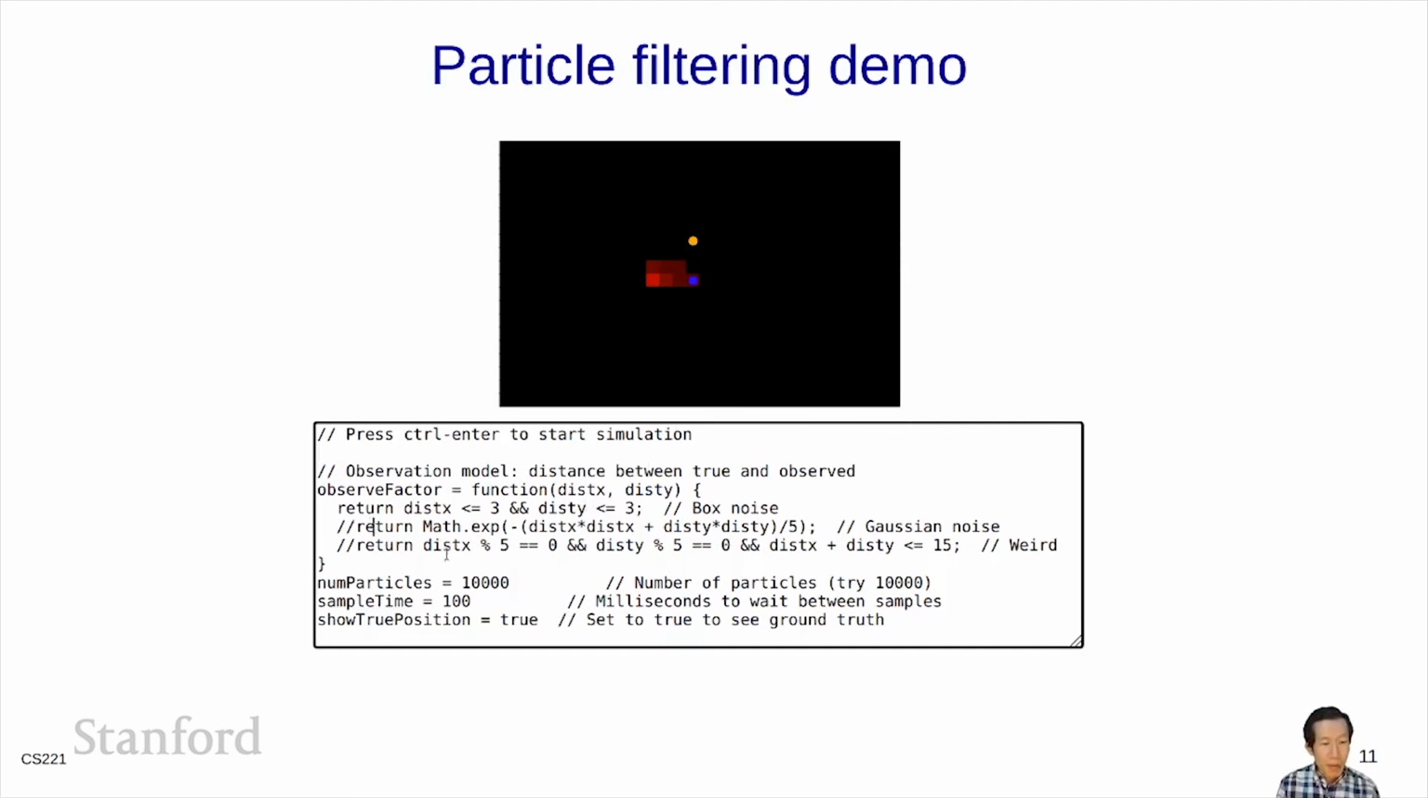So you can play with this demo a bit more. We also have implemented, instead of this box noise, Gaussian noise, which looks kind of similar, more of a spherical blob. You can also play with it. There's also really weird looking noise, which places uniform distributions over all positions on this lattice that have a certain kind of parity.